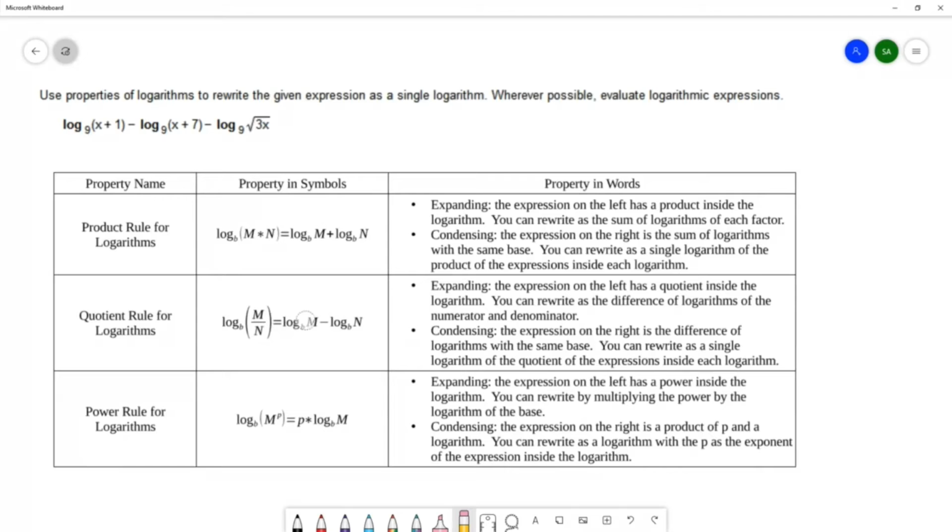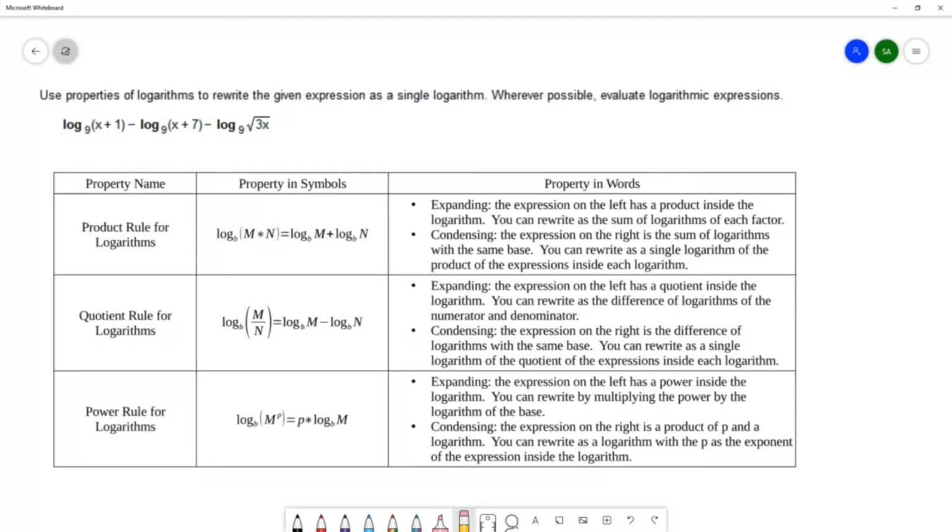And we notice that this first log, the first term is positive, and inside the log is what goes in the numerator. And the second term is negative, and what's inside the log goes into the denominator. So we're going to be using this property here to condense.